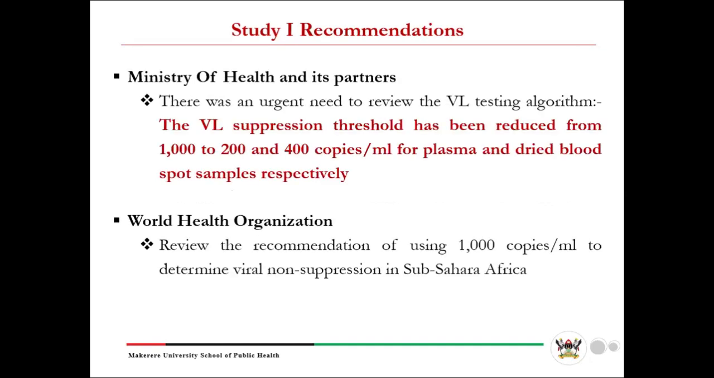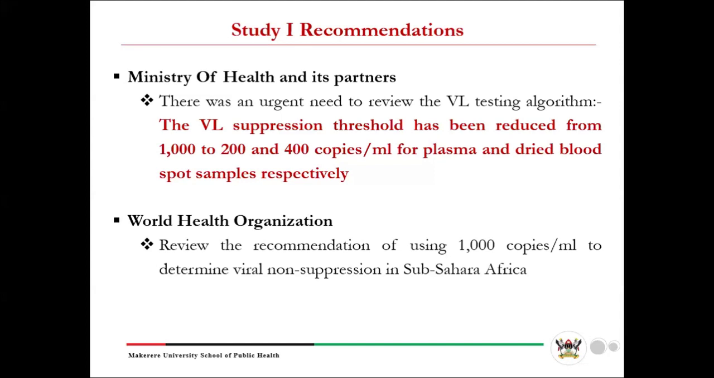And the recommendations that we made to our Ministry of Health, which also go to our respective ministries of health, is that there is an urgent need for us to review our viral load testing algorithms. Of course, in Uganda, we reviewed our guidelines, and the viral load threshold was reduced from 1,000 to 200 and 400 copies per mil. 200 for plasma and 400 for DBS samples.